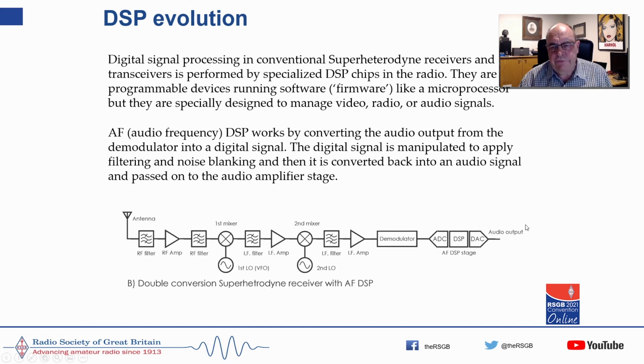So this is the first time we see an A to D conversion inside a ham radio receiver. So it's the thin edge of the wedge. You've already started getting digital at this stage.